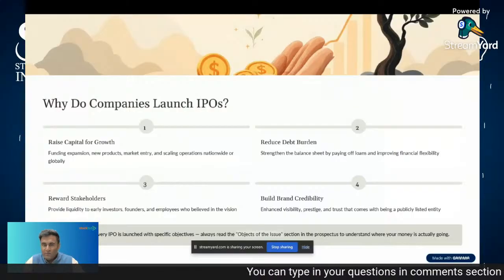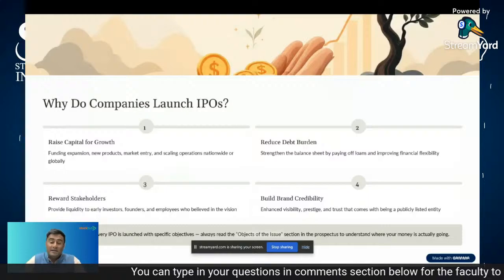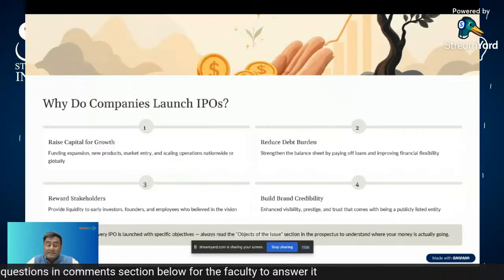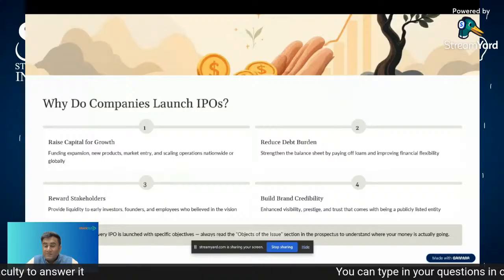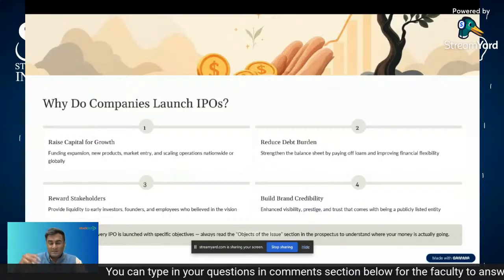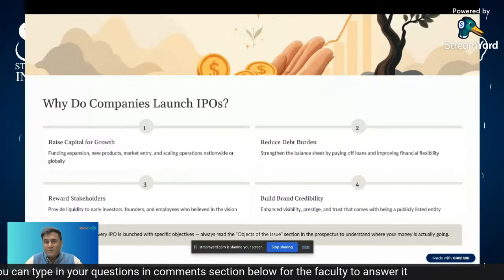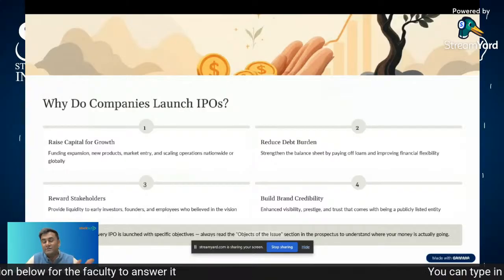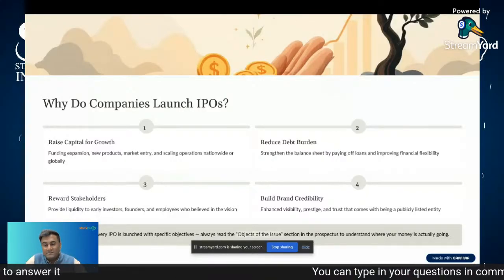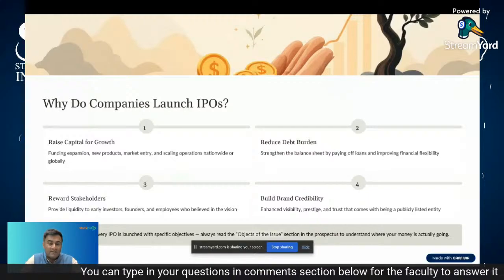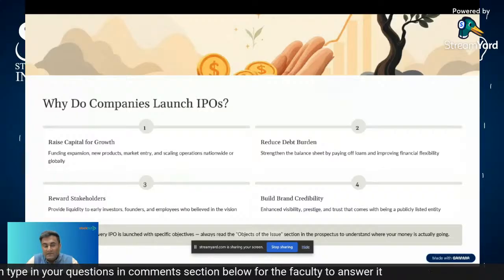Then the fourth reason could be brand building and credibility. Listed companies get a lot of exposure, friends. There is enhanced visibility, prestige, and it gives you some credibility as well. So people will naturally start trusting the company more if it is listed on the exchanges, BSE and NSE. So I agree with this reason as well, that it helps build credibility.